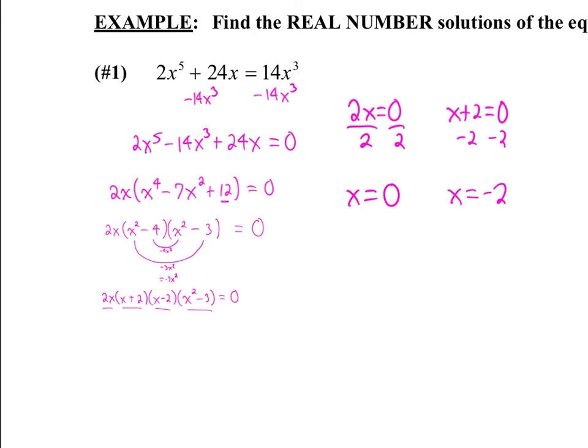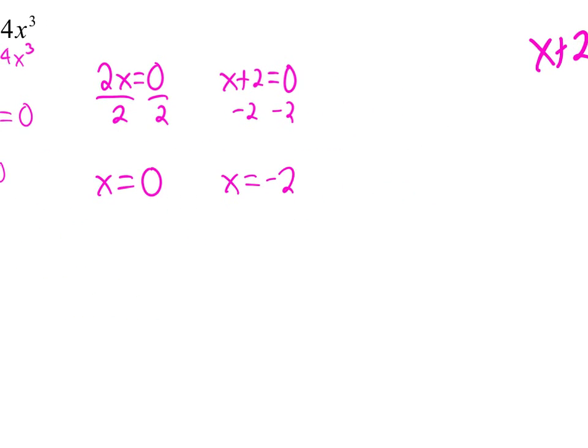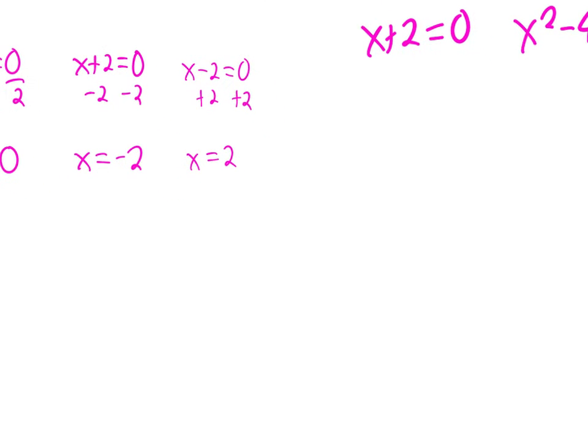Then we have x minus 2 equals 0. We add 2 to both sides. We're going to get x equals 2. And the last one we have is x squared minus 3 equals 0. This one's a little bit trickier. So we need to add 3 to both sides. So we get x squared equals 3.